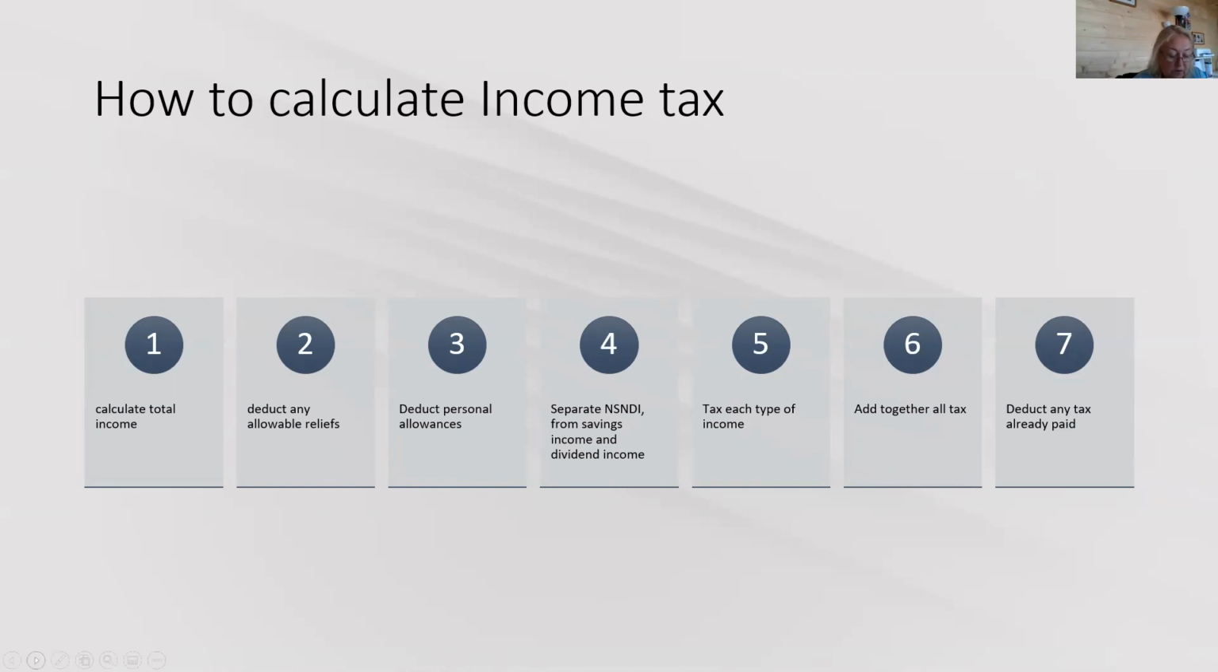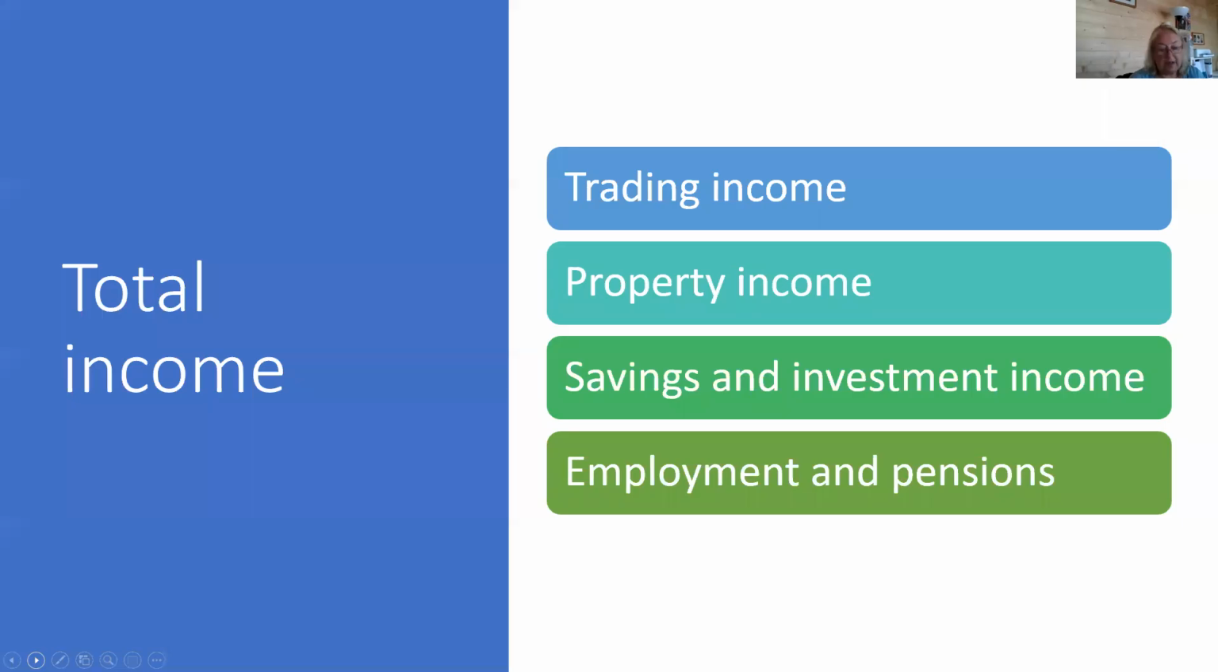So the first thing that you have to do is calculate the total income. Your study guide goes through this and gives you various examples of what types of income there could be. So I've just put a few up there. Trading income would be income that you made from a business, either as a sole trader, or it could be income that came in from a partnership, for example. You might get property income. So if you happen to own property that you rent out, that would be property income.